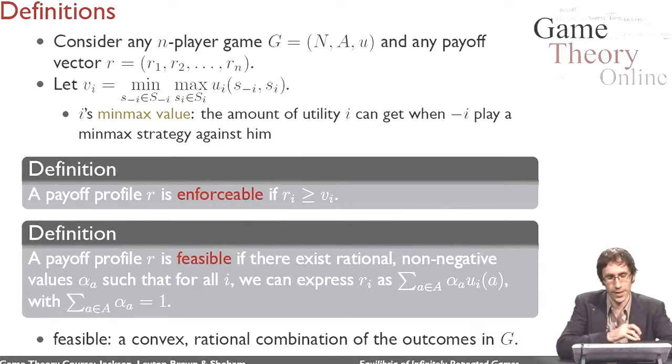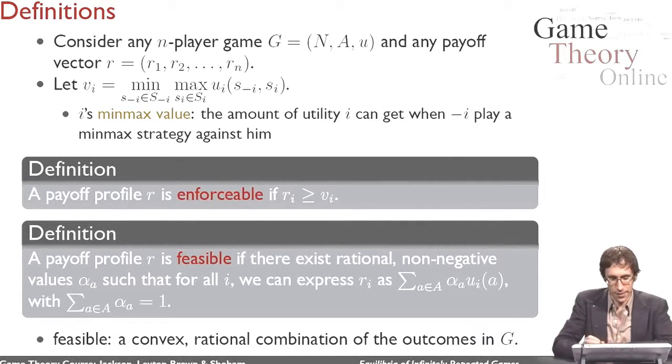Notice that enforceability doesn't actually require that it's possible. I could say the payoff $1 million for me, $1 million for you in Prisoner's Dilemma is an enforceable payoff profile because it's above both of our min-max values, but there's no way we can actually each get $1 million in Prisoner's Dilemma because the numbers don't go that high. So feasibility is going to talk about what it's actually possible to do.